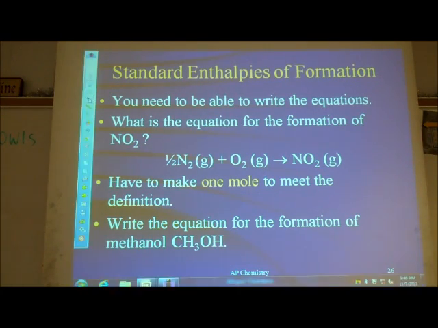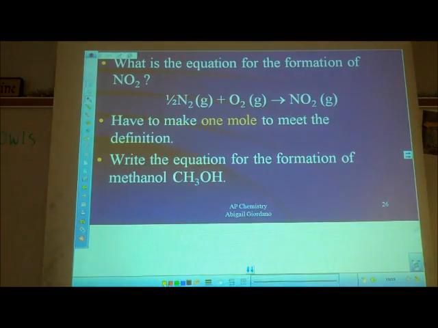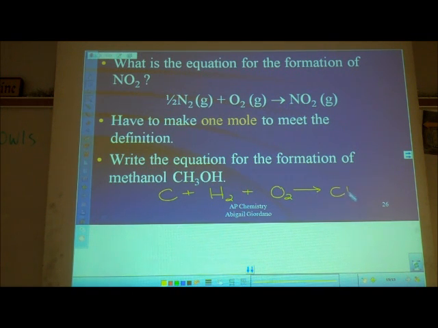So, let's just do a little quick example here. Okay, this is a compound called methanol. How do you write the element carbon by itself? C. Plus, how do you write hydrogen by itself? H2. How do you write oxygen by itself? O2. Yields, and then I'll write the formula. And this must have a coefficient of 1.